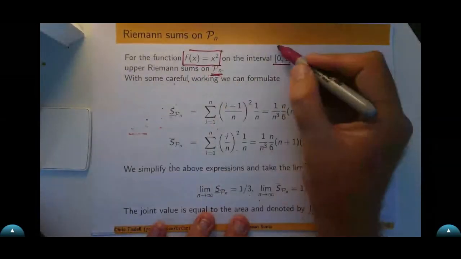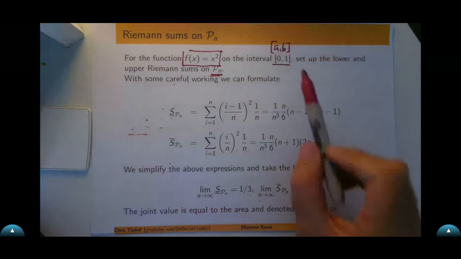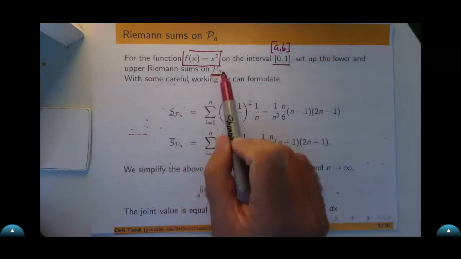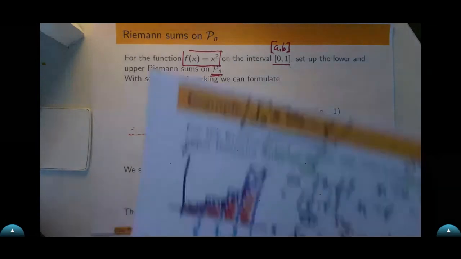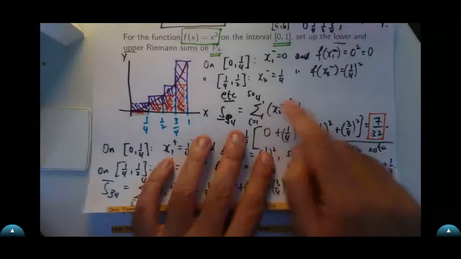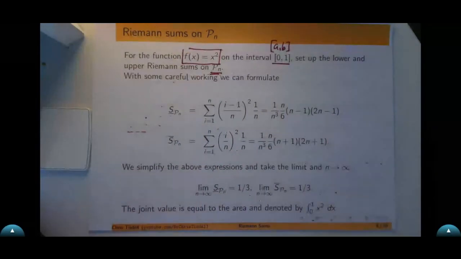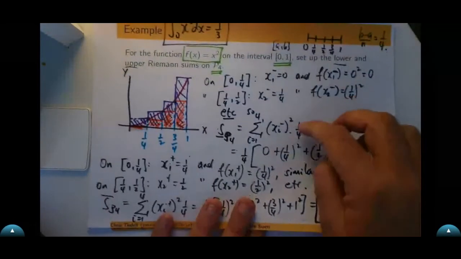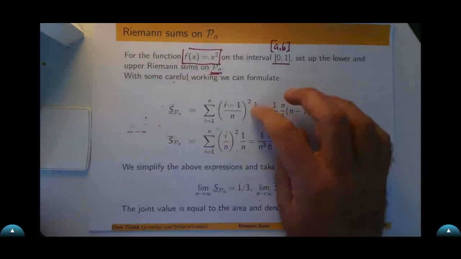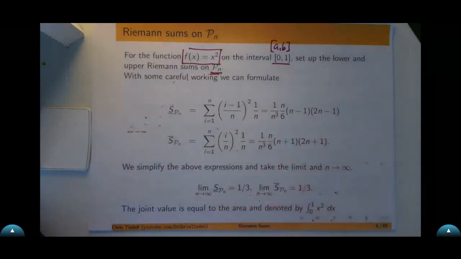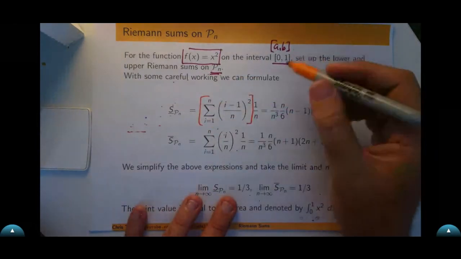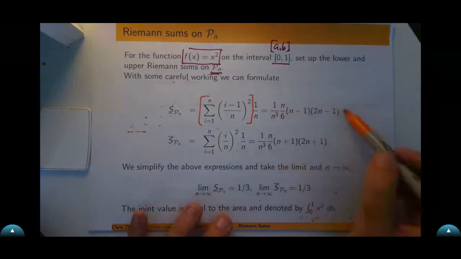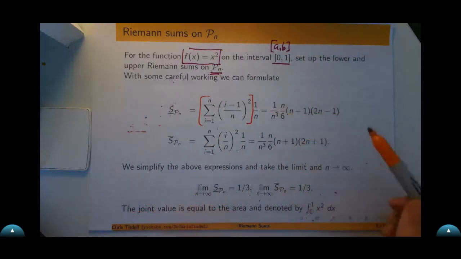Now what they're asking us to do is to set up the lower and upper even sums on this for any n. So what you can do is, just like we did back here, instead of this, we can get this. Instead of 1/4, we're going to get 1 on n. And what's happened here is this sum has been simplified. So this is where this nice simplification comes from.